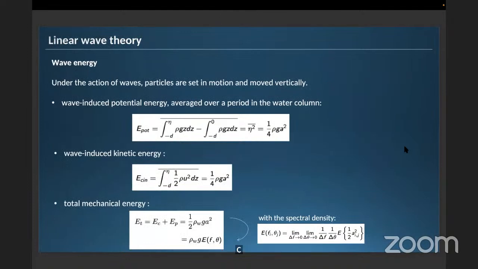These waves also induce some energy in the ocean. So there is a potential energy associated to the change in the surface elevation, and there is also a kinetic energy associated to the velocity of the waves. If we sum both of these energies, we have the total energy induced by waves that is dependent on the wave amplitude. The formulation on the left is given for one component of the waves, but we can extend that to a spectrum, taking into account the amplitude of each wave component.